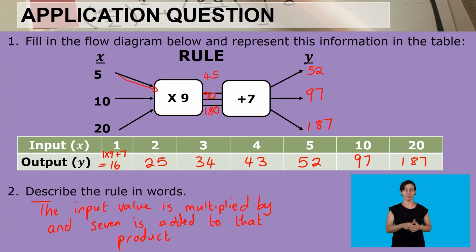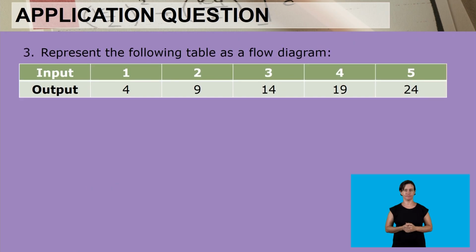So the input value is multiplied by 9. We didn't write that in. Since it's words, let's just write everything in words. So the input value is multiplied by 9 and 7 is added to that product. That would be this rule in words from our flow diagram, and of course we've seen it from our table as well. Let's move on to the next question.